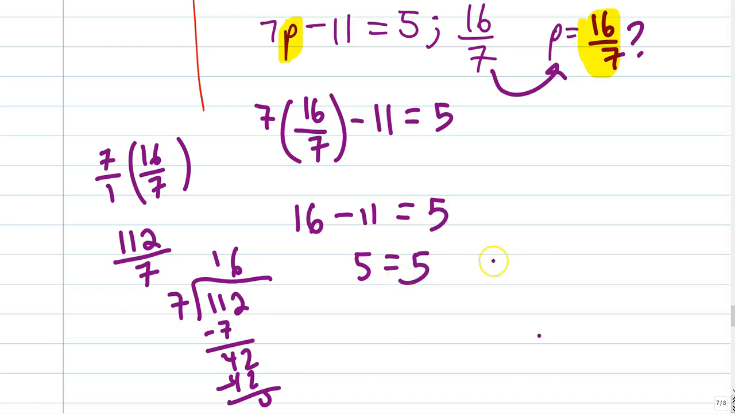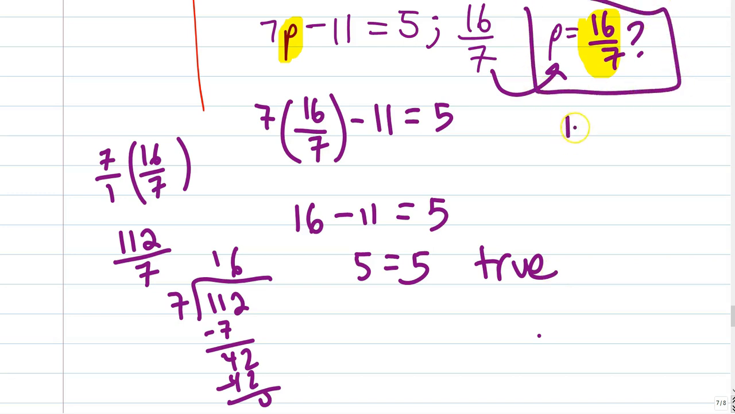That is true. Which means what? p equals 16 over 7. Or we could say that 16 over 7 is a solution.